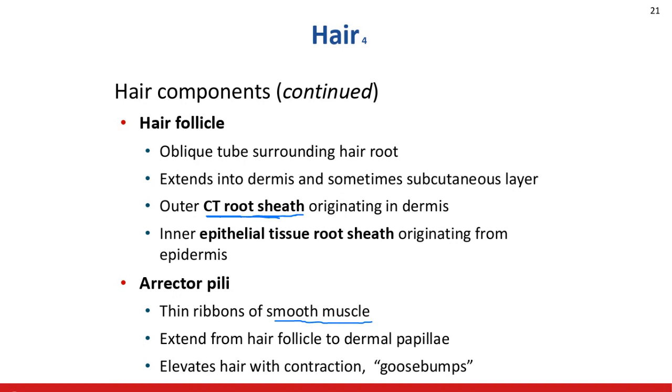When you get goosebumps, that muscle will contract and pull, because one end of the muscle is attached onto the hair follicle and the other end is attached onto the dermal papillae. It pulls that hair follicle towards the papillae, and that causes the hair to elevate, and it gives you that bump-like configuration on your skin.